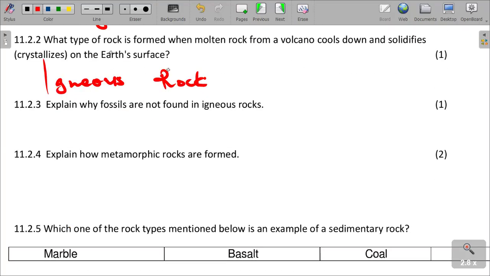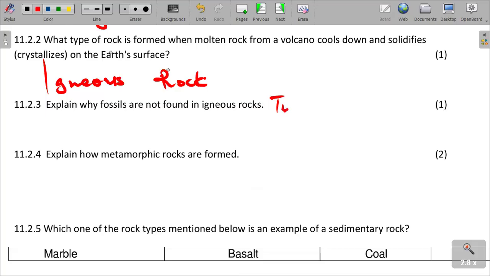And then explain why fossils are not found in igneous rocks. You need to know that fossils are not found in igneous rocks. It is because plants and animals remain trapped in the lava, or they will be burnt due to the extreme heat.